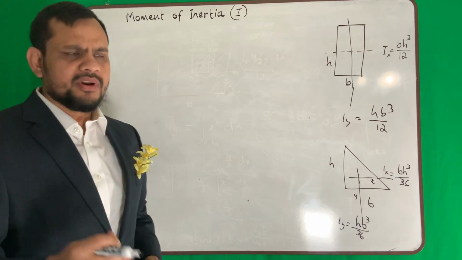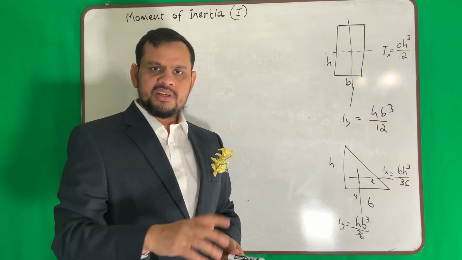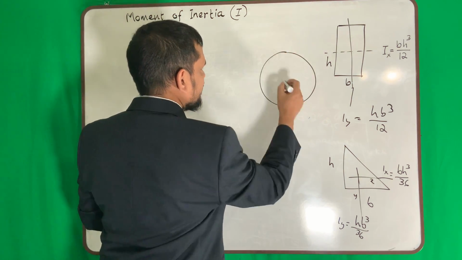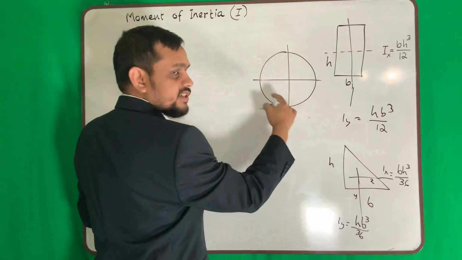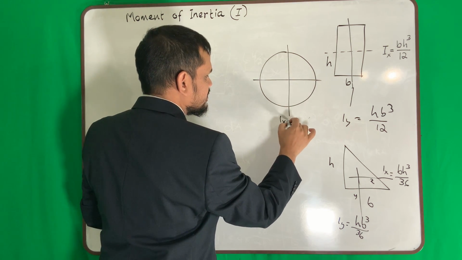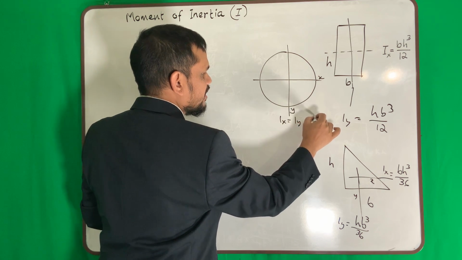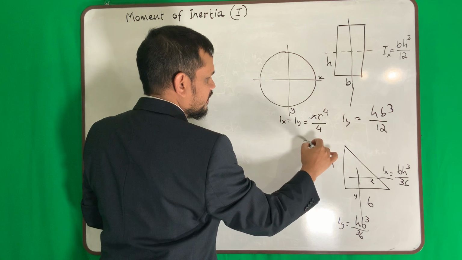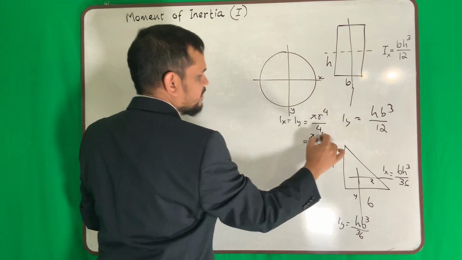So we will memorize this, or it is in your book. Just make sure that when you need it, you can find it. Similarly for a circle, the moment of inertia about both axes is the same, because it is symmetric. So the moment about Ix or Iy is pi r to the power 4 over 4, or pi d to the power 4 divided by 64.